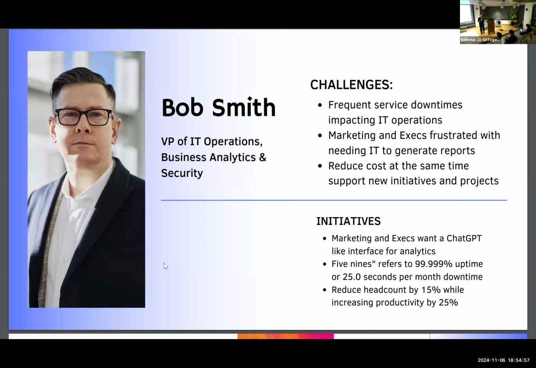The initiatives he has on his plate are that the marketing teams and executives want a chat-like GPT interface in order to get the data out of their business analytic tools rather than relying on IT. He needs to have 5 nines in terms of uptime. That means he needs to reduce the downtime to 25 seconds, reduce his headcount by 15% and increase productivity by 25%. He's got a lot on his plate. Is this similar to the challenges you guys are facing out there? Okay.